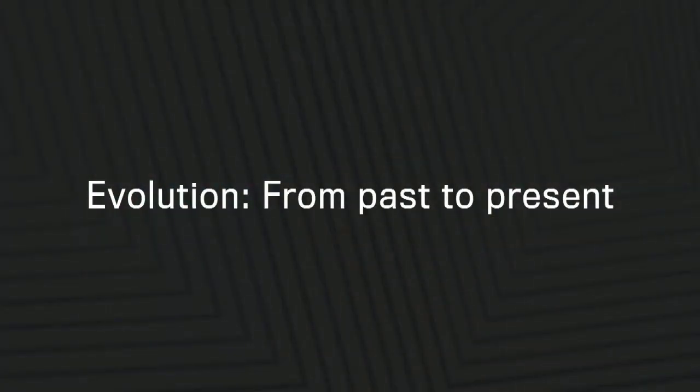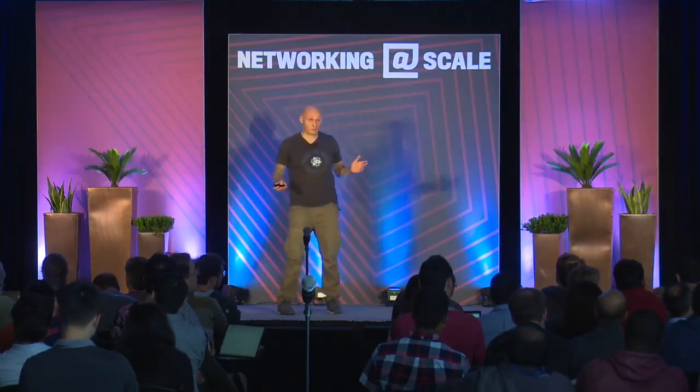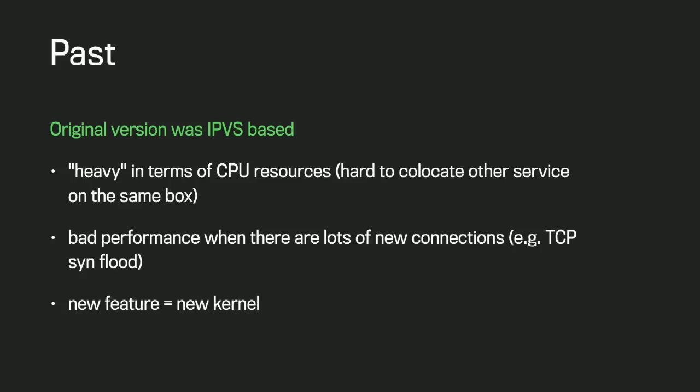So the previous slides were more or less about the generic architecture. Now let's talk about how the forwarding plane has evolved inside Facebook. The original version of our load balancer was based on the IPVS module from the Linux kernel. It was working great for us for, I think, almost 5 years. But what we have seen in the last years is that when the load increased, it became a CPU-intensive task to run this IPVS module. So because it was heavy in terms of CPU usage, we weren't able to collocate any other CPU-intensive task on the same box.